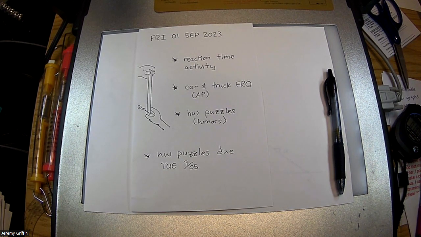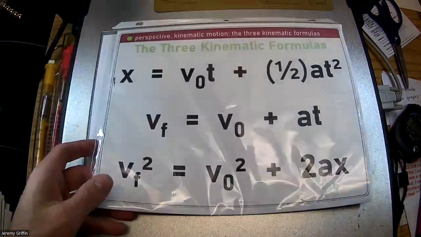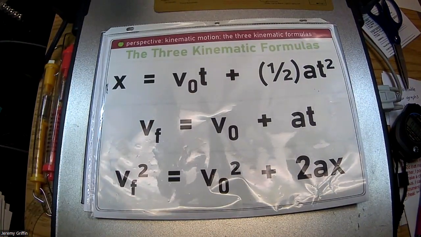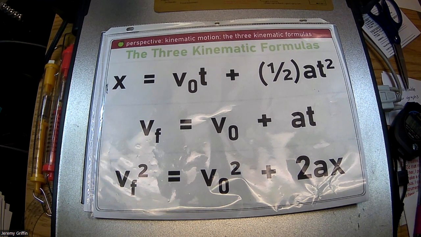I was going to have them for the video, but let me pause this real fast. All right, recording resumed. Found them. These three kinematic formulas right here, you see these, right? Probably a good idea to memorize them. I won't make you memorize them, but if you want to get pretty good at physics, that's probably a good idea.